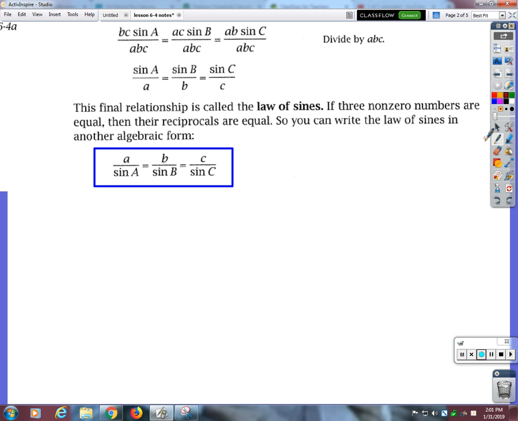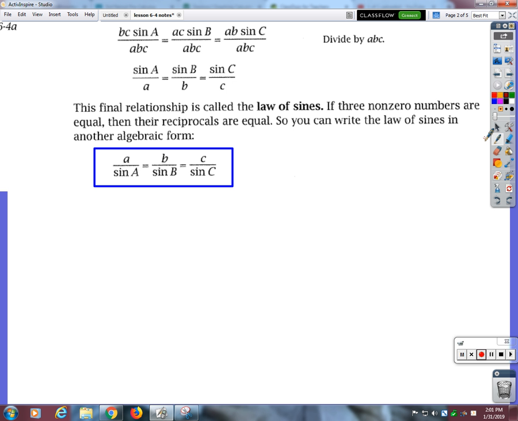I feel like this is easier than the law of cosines. It's just a simple proportion that you have to do to solve these. There's no squareds going on, there's no plus or minus stuff. It's just cross multiply and then divide. This is the law of sines.